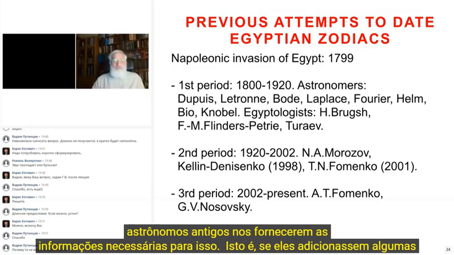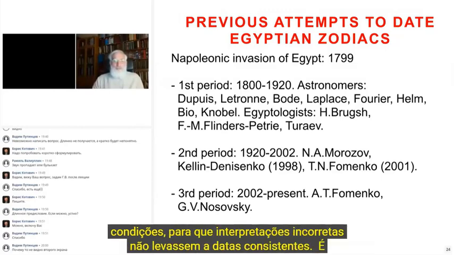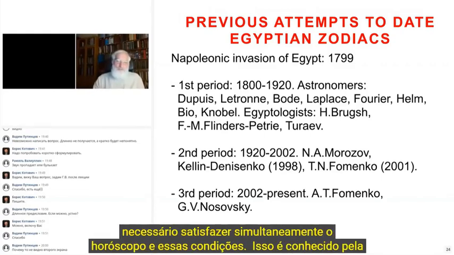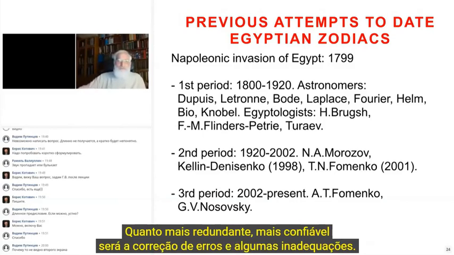That is, if they added some additional astronomical conditions to the zodiac. Moreover, they had to add quite a lot of these conditions, so that incorrect interpretations would not lead to consistent dates. It is necessary to simultaneously satisfy both the horoscope and these conditions. This is known from the theory of data communication. If you want to transmit a signal reliably, it must be redundant. The more it is redundant, the more reliably you can correct errors and some inadequacies.